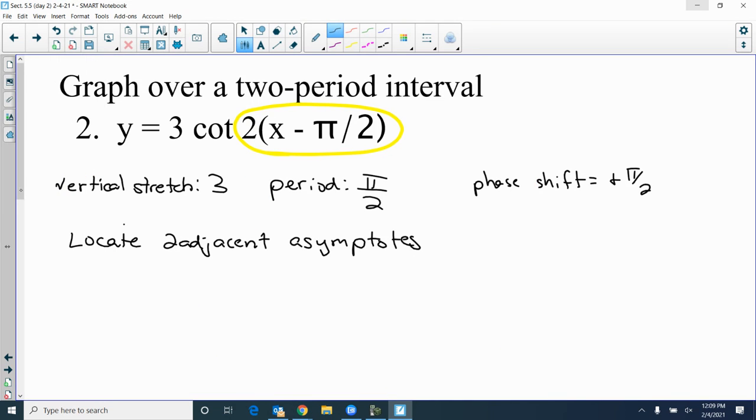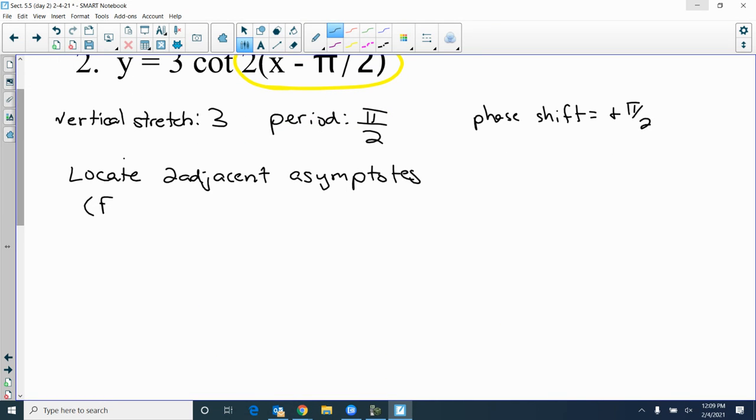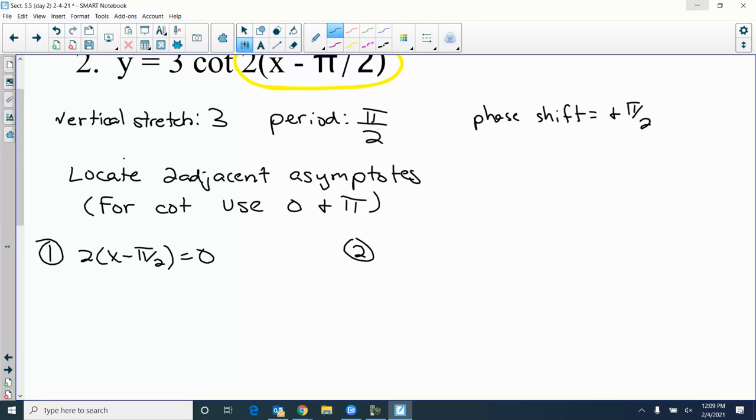All right, so I'm going to put this in parentheses. For cotangent, we want to use 0 and pi to set them equal to. So you're going to take 2 times x minus pi over 2 equal to 0. That'll be the first one. And the second one will be 2 times x minus pi over 2 equal to pi. So basically when we solve for x, it'll tell you where you move to. Okay, and then we'll go from there.